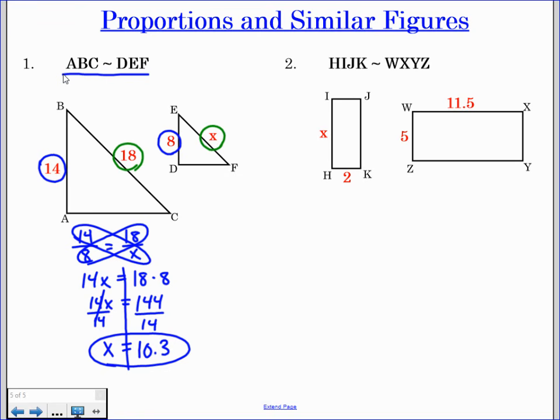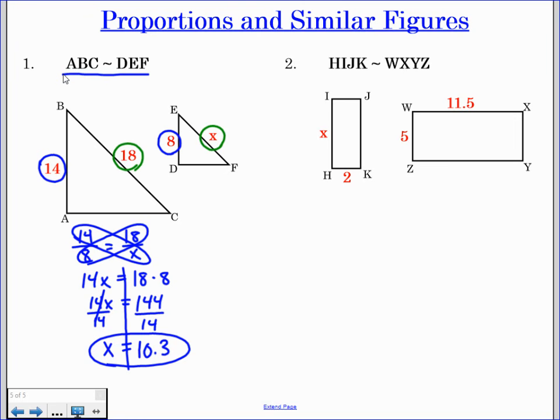Now, the only thing that I do want to make sure that we understand here: if I do 14 over 8, I can't do x over 18, because now I'm changing the order of my ratios. If I do that, then I'm mixing up non-corresponding sides. So just be very careful. There are a lot of different ways to set up these proportions with similar figures. Just make sure that you're keeping your order the same. However you do your first ratio, you have to follow that order for the second ratio.